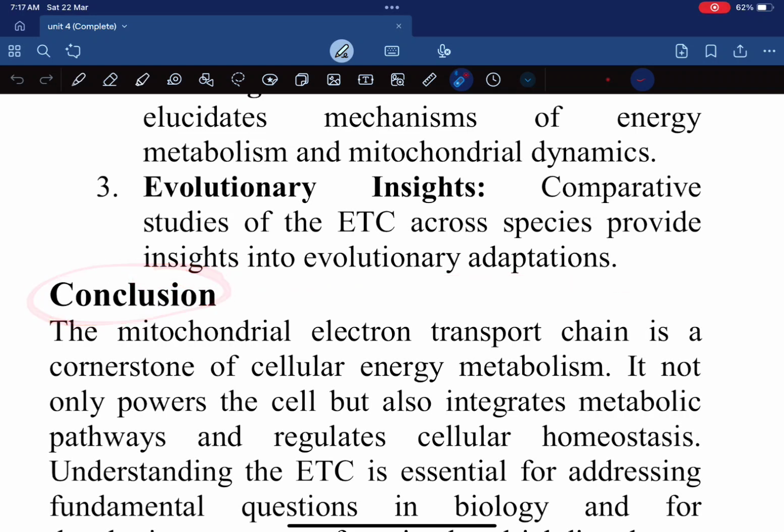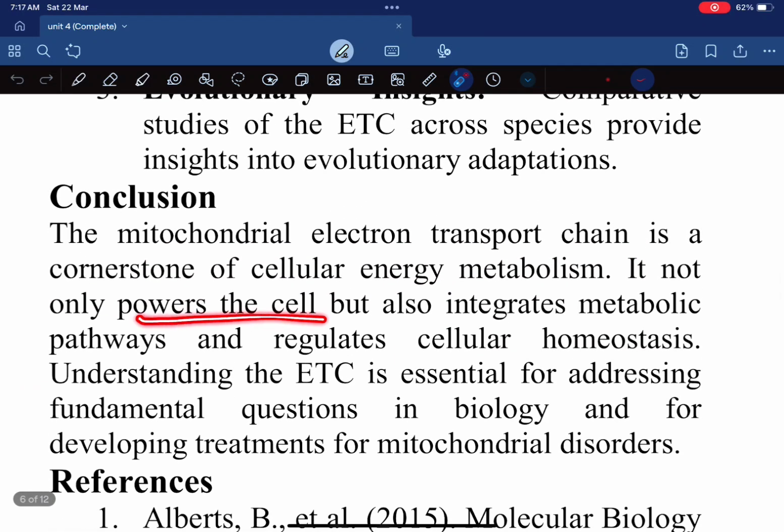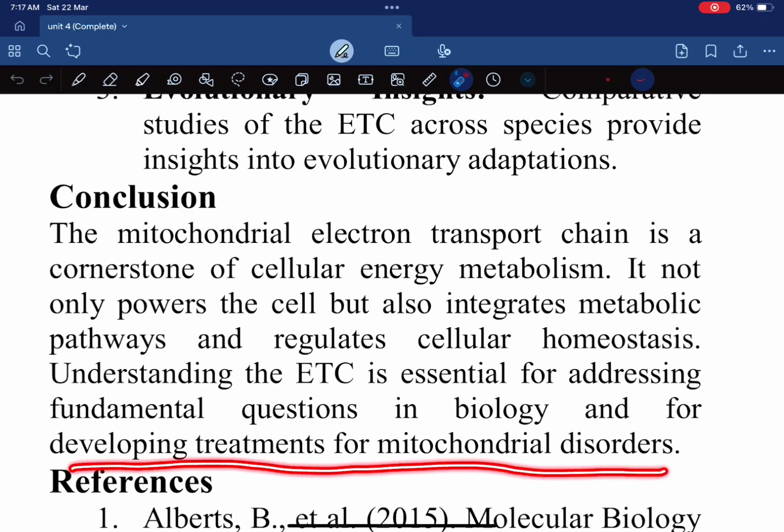Conclusion. The mitochondrial electron transport chain is a cornerstone of cellular energy metabolism. It not only powers the cell but also integrates metabolic pathways and regulates cellular homeostasis. Understanding the ETC is essential for addressing fundamental questions in biology and for developing treatments for mitochondrial disorders.